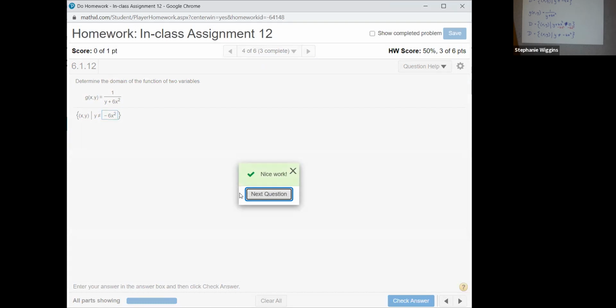Any questions on those three? So those are finding the domain of multivariate functions. It's pretty much the same as single variate. It's just you got that one added situation where you have two variables. But generally, we just isolate the y, and that will get you where you need to go.